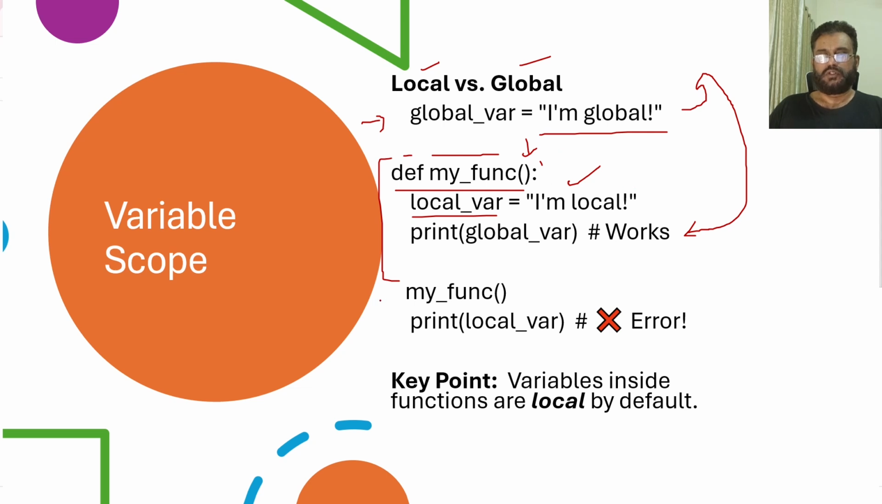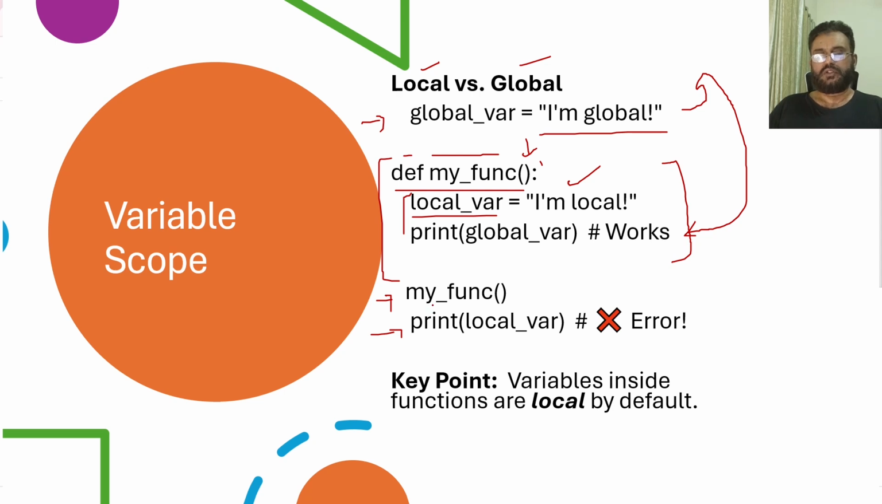Now I call the function myfunc, and it has this local variable which is "I am local", and it will print the global variable again. And now if I want to print the local variable, it is no more accessible. It is just accessible within this block of the function. So it is not available outside this block of the function.